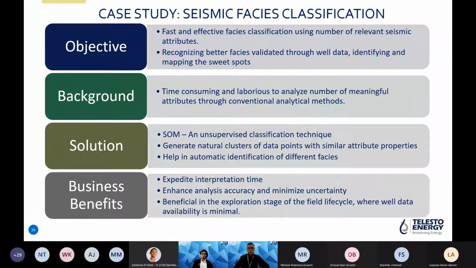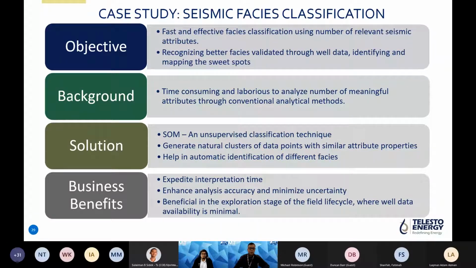So why do we have to do this? Now typically when you are doing attribute analysis, trying to identify seismic facies, there are a number of attributes one needs to analyze, and this is a huge volume of data and time consuming. By automating this, you will be able to bring in the genetic relationship that is displayed through a number of these attributes, and it is a fast and quick approach.